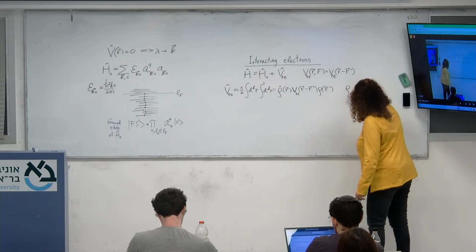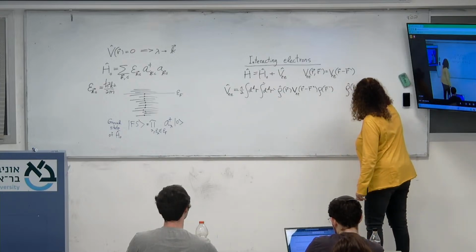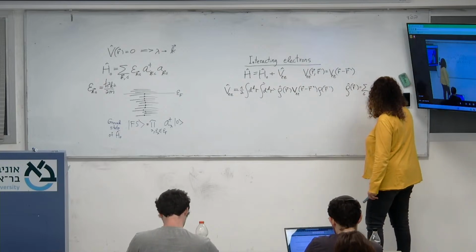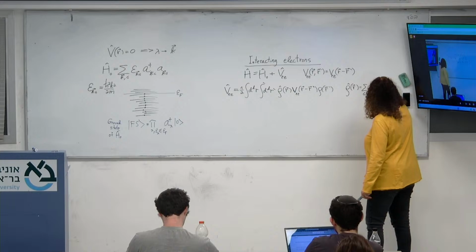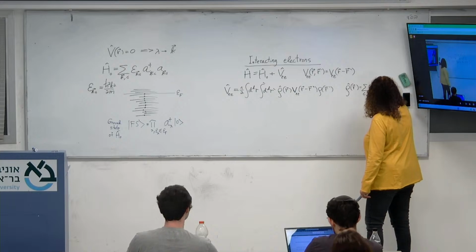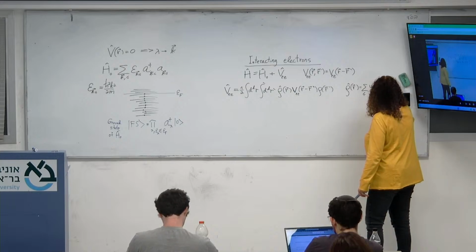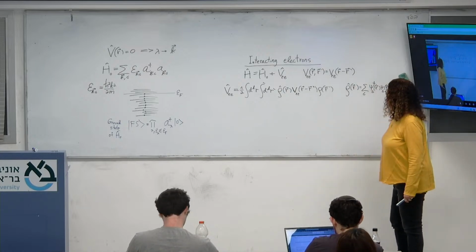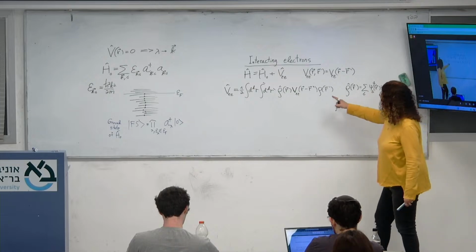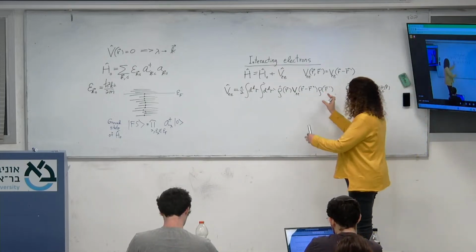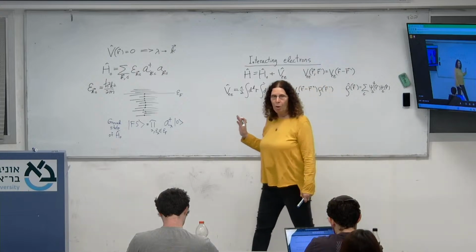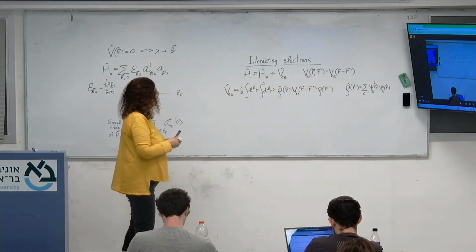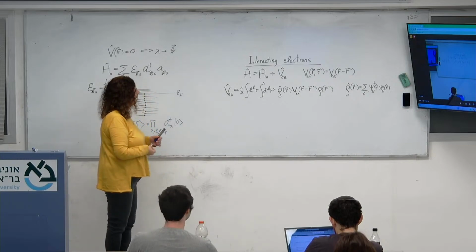And just as an aside, I remind you that I can write the density operator as a sum over spin of psi dagger R psi R of the same spin, okay? And when I plug this in, I can do normal ordering, but at the moment I just leave it like this. It is correct. And why do I leave it like this?